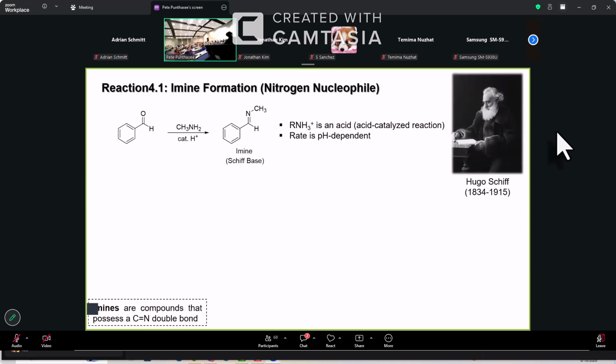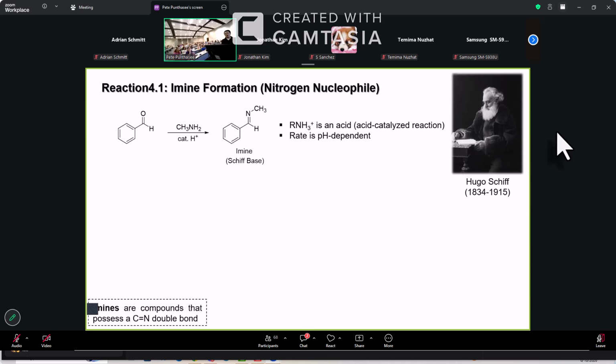We saw imine formation first. It's a nitrogen nucleophile. The product is imine, a C=N double bond. We have seen carbonyl carbon, C=O double bond, so we call those carbonyl compounds. This one we call imine, C=N double bond. It's named after the inventor Hugo Schiff, so we also call it Schiff base. Anyway, it's imine.